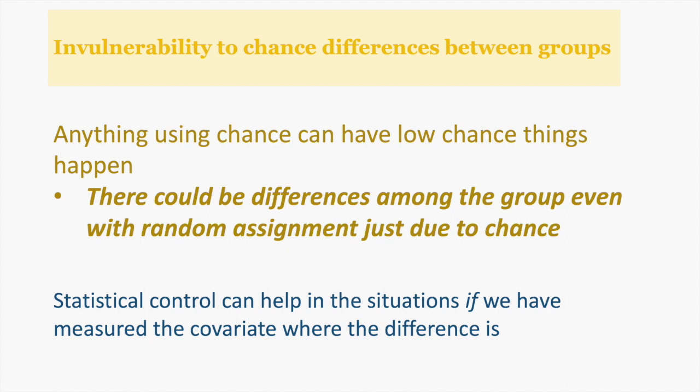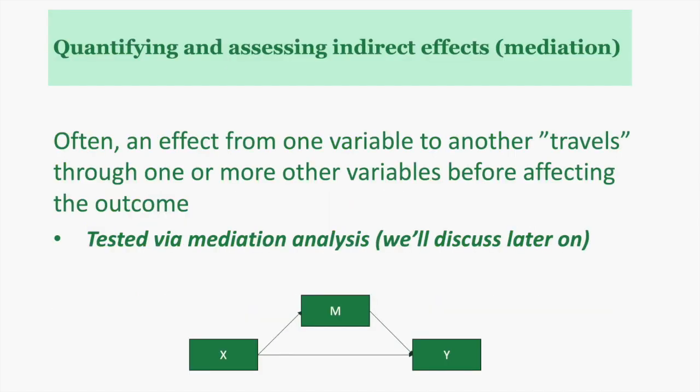There's also this invulnerability to chance differences between groups. It helps us when we randomly assign. Sometimes there are differences between the groups just by chance. We can statistically control for variables where we see differences, and that can help the random assignment. It can actually help it so that the groups are more alike. And then the last one we'll talk about a lot more is the idea of mediation.